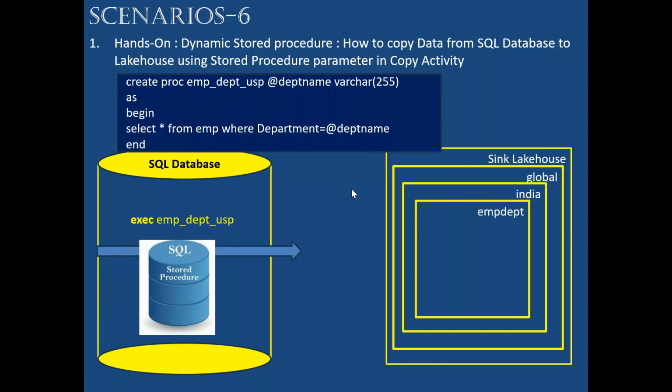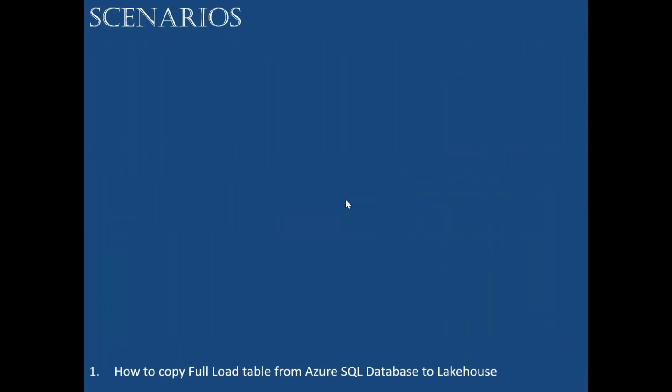Okay, you can see the database is directly queried and we get the data. That data we are copying into this. Based on the department, let's say if you pass the HR department, it will query the HR department data and copy it. If you pass the IT department, it will copy that data into the target.